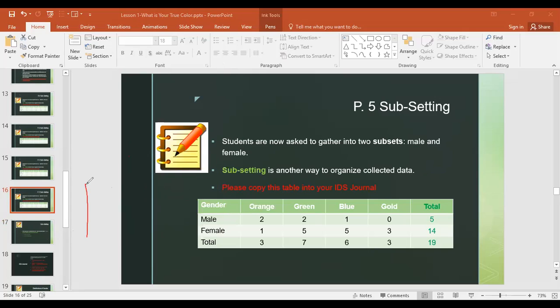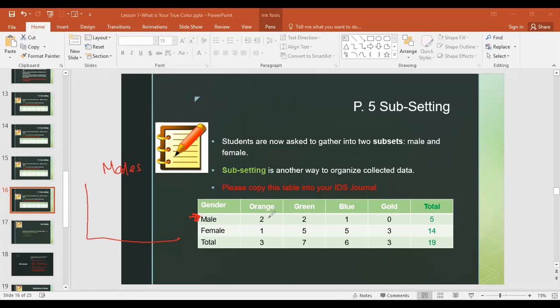So suppose I'm doing my bar graph right here, and this is my males, right? I'm going to do the male one with you guys. So looking at just the male category, I'm looking at my male row here. Okay. So for males, I have 2 orange, 2 green, 1 blue, and 0 gold, right?